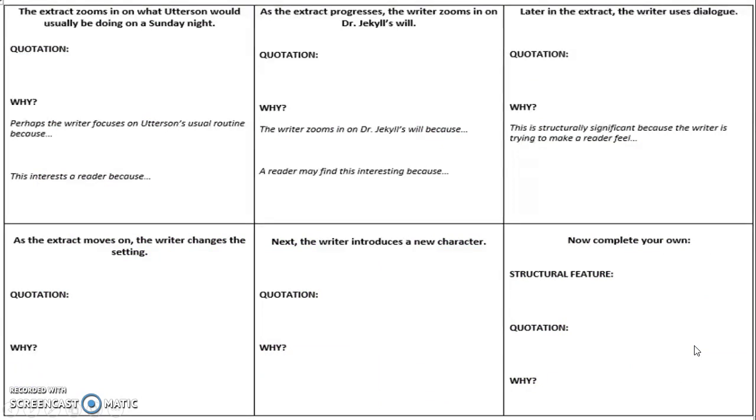Here is a really great example of an essay plan. As I said to you about a minute ago, you might want to write the whole essay question based on setting. Each of these boxes gives you a clear topic sentence. So you can start off with "the extract zooms in on what Utterson would usually be doing on a Sunday night," and then quote analysis. "As the extract progresses, the writer zooms in on Dr. Jekyll's will," quote analysis, and so on.